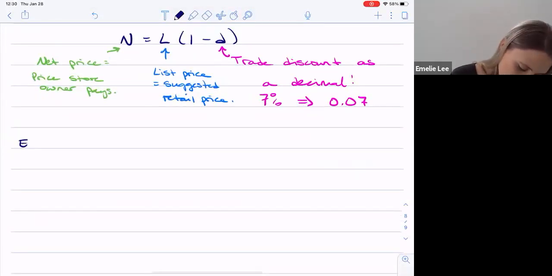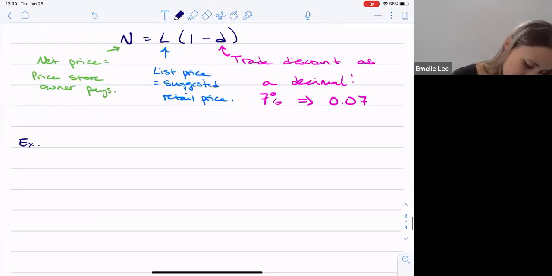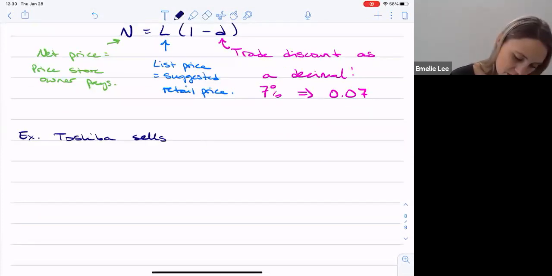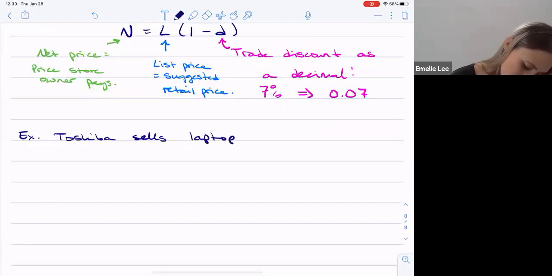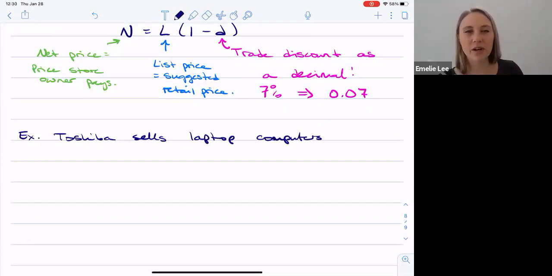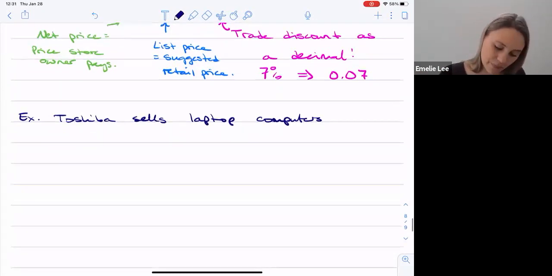Start nice and slow here. Toshiba sells laptop computers. Just going to copy this out. From here on out, I forgot to do it for today, but I'll probably have a printout of all the examples that we're going to do, which I'll post before class, so we don't have to write out all the examples and you can just refer to them as we go. For today I forgot to do that, so that's okay.